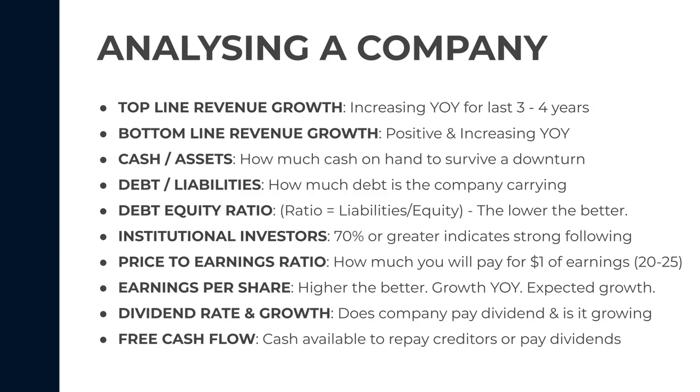Cash or assets. How much cash does a company have on hand to survive during a downturn in the economy? Debt or liabilities. How much debt is the company carrying? Debt to equity ratio. This is very similar to debt to income ratio in your personal life. The lower this number, the better.